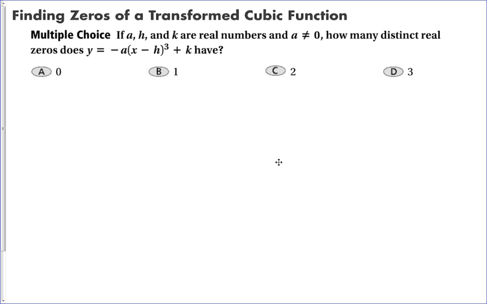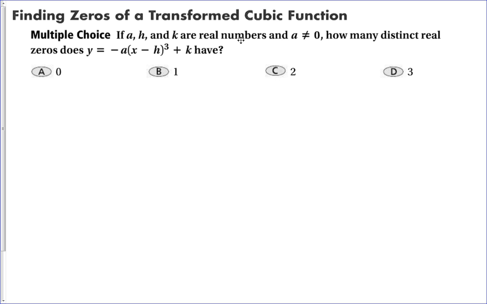All right, finding the zeros of a transformed cubic function. And of course, this is going to be multiple choice, so we're going to figure out what the answer is. If a, h, and k are real numbers, and a is not 0, because if a is 0, you just have k and this whole example is pointless. How many distinct, meaning if you have multiple zeros, you only count it one time, real zeros does y equals negative a parentheses x minus h cubed plus k have?